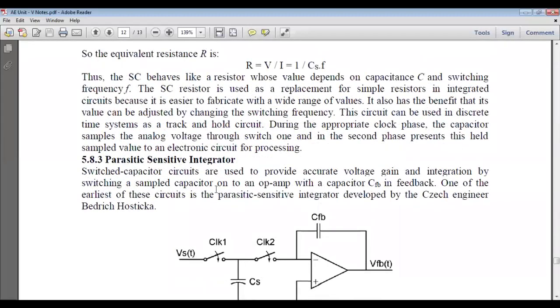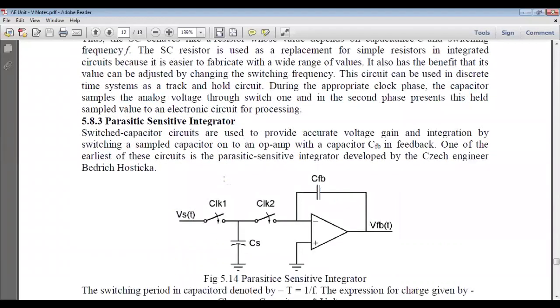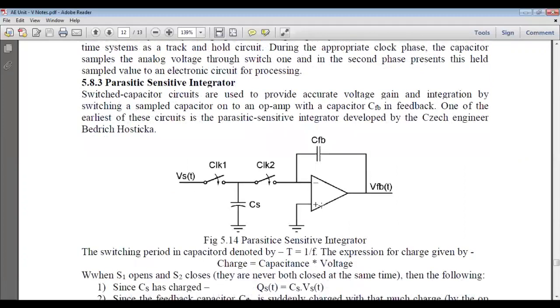The second application of switch capacitor is nothing but the parasitic sensitive integrator. Why is it called a parasitic sensitive integrator? Because this integrator depends upon the switch capacitor arrangement for implementing the resistor. You know, the circuit diagram of an integrator consists of two components. One is a capacitor, another one is a resistor.